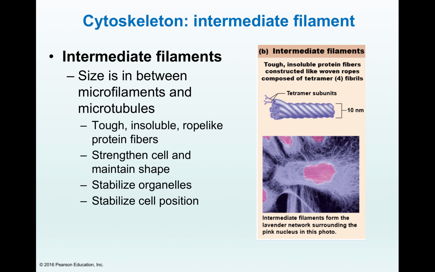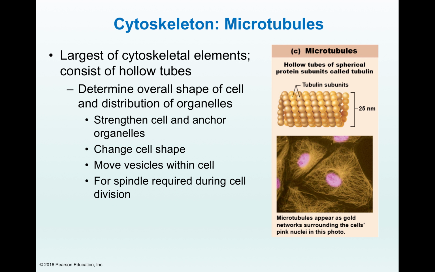Intermediate filament, as I mentioned, is the second thickest, or second thinnest, depending on how you look at it. Throughout the structure, it looks like ropes, and the job that it carries out is to provide some level of stability for your cell. It is relatively tough, and it helps maintain the shape of the cell, stabilizes the location for the organelles, and the position of the cell within the organism, or within the tissue.